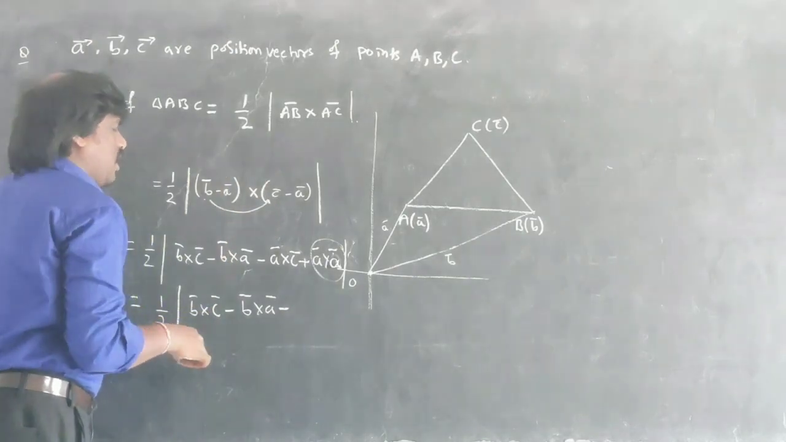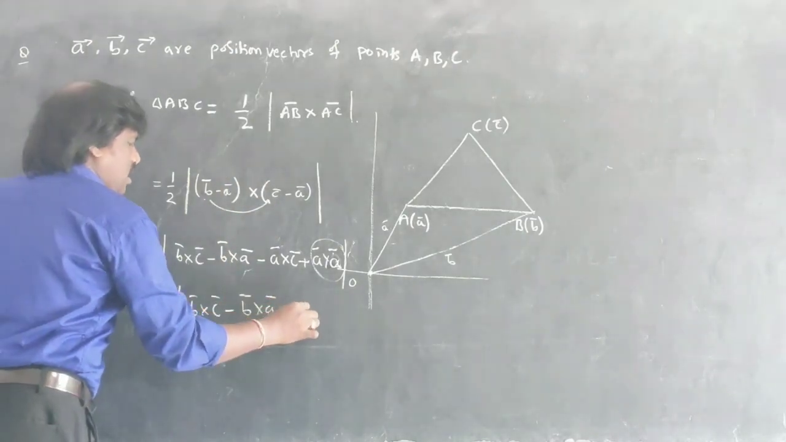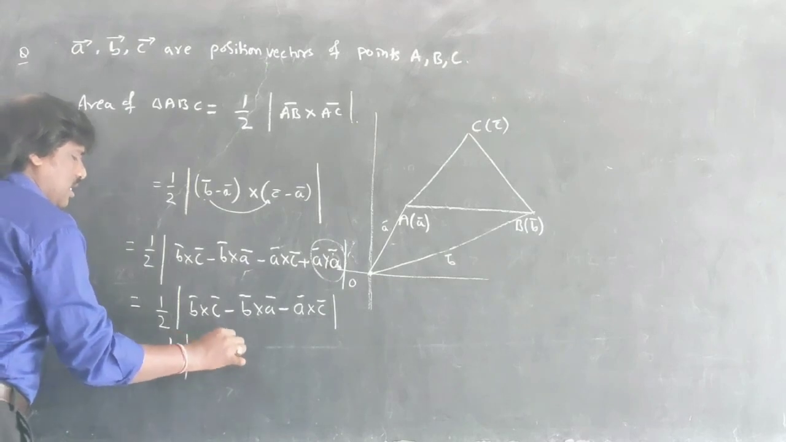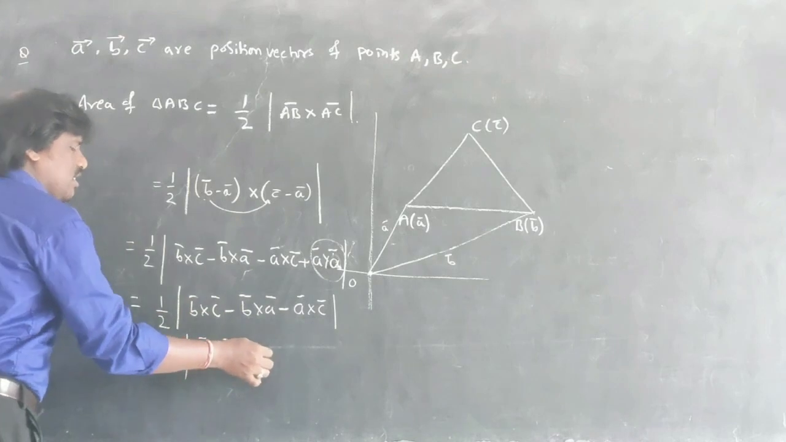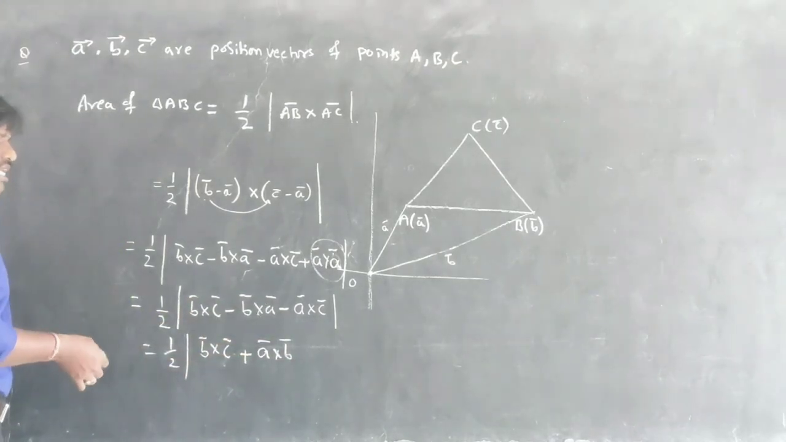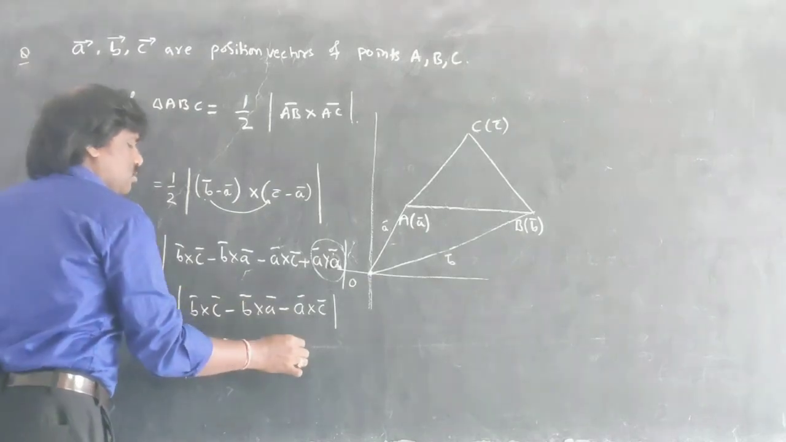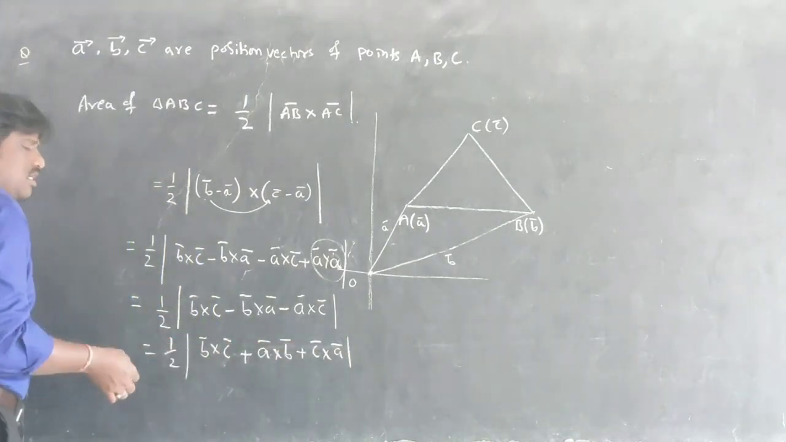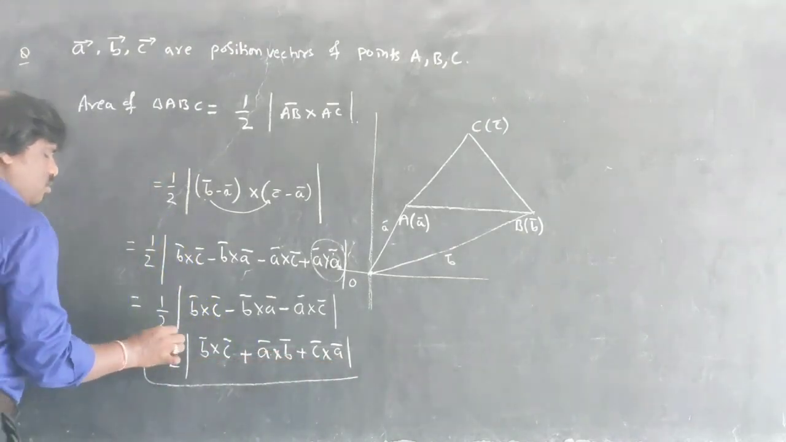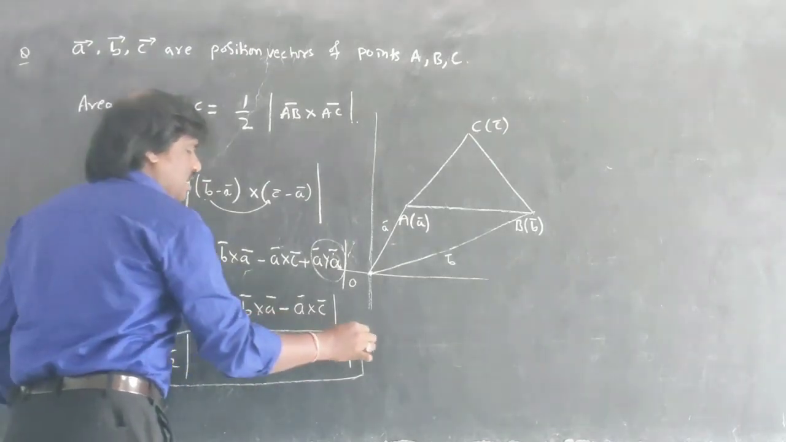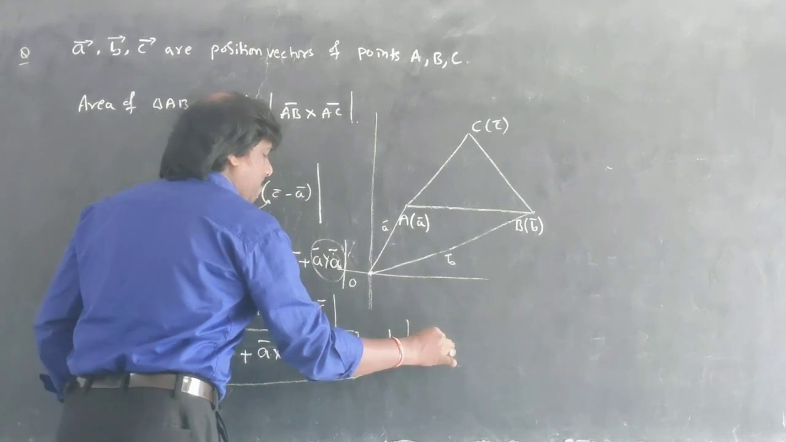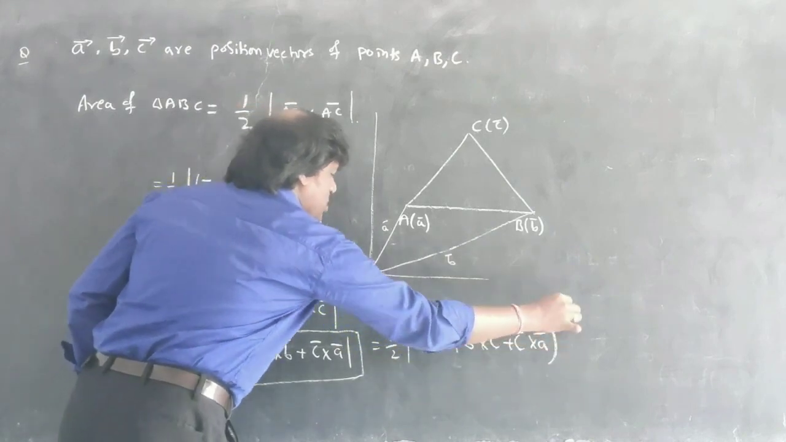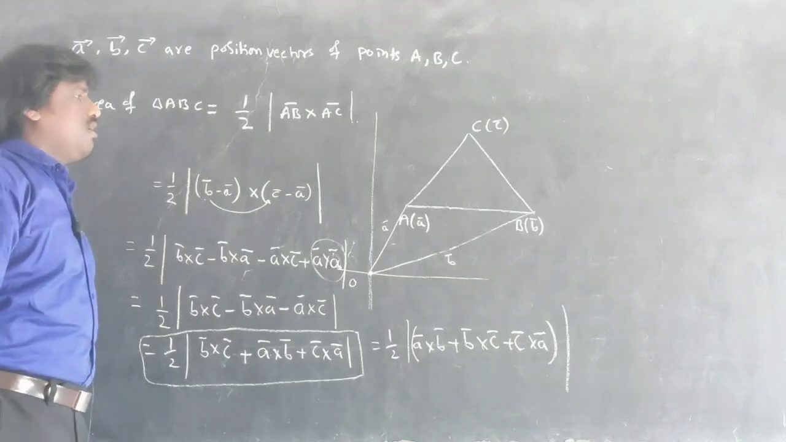Now if I modify this, I get B cross C, and this minus becomes plus, so B cross A I can write as minus A cross B, and then minus into minus is plus, and this changes to plus C cross A. It means the area of the triangle is half of A cross B plus B cross C plus C cross A. So when the position vectors are given, the area of the triangle is half of A cross B plus B cross C plus C cross A. Whenever they give the position vectors, the area of the triangle will be formed like this.